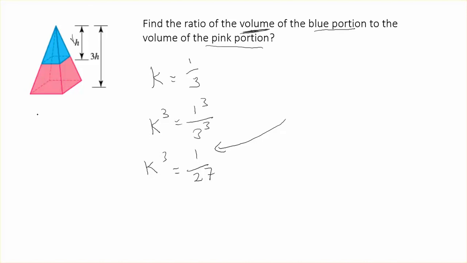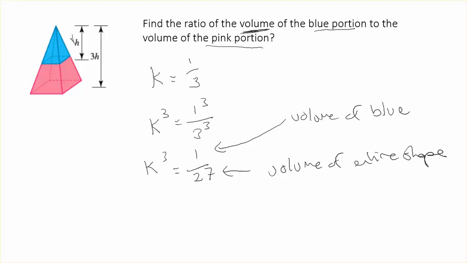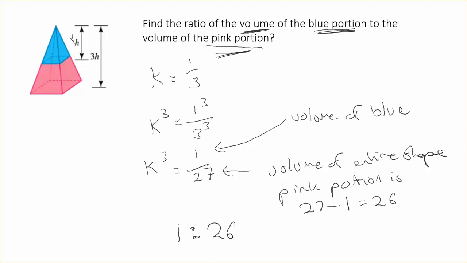So the 1 is the volume of the blue section. And the 27 is the volume of the entire shape. But I want to find the blue portion to the pink portion. So the pink portion only is the whole amount, 27, minus the blue portion, 26. So the volume of the blue portion is 1 to the pink portion, 26.